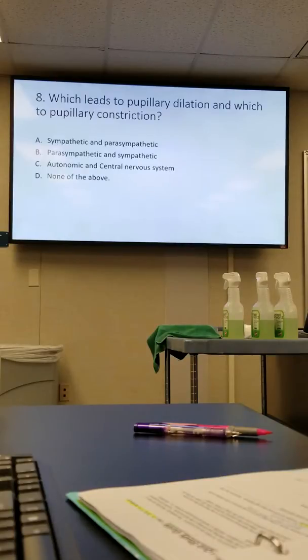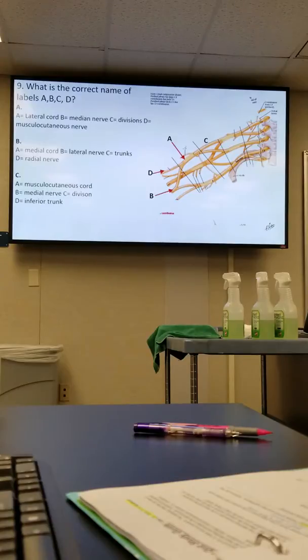These are things that you need to be familiar with. Pupil response, sympathetic and parasympathetic. You need to know which one. If it's dilated, which one is it? If your pupil is normal, which one is it? Is it parasympathetic or sympathetic reflex? Parasympathetic constricts. Definitely want to know what these cords and all this sort of stuff is.